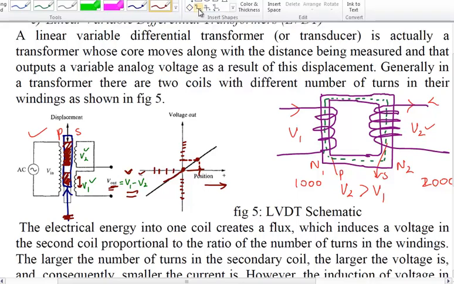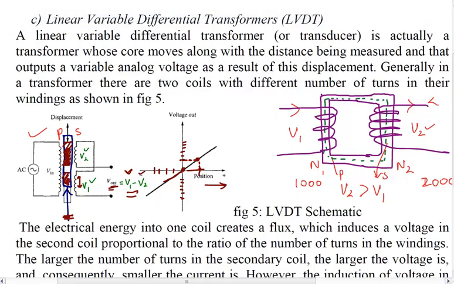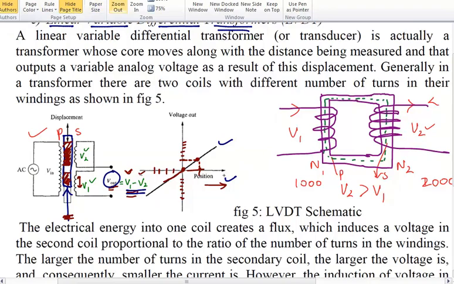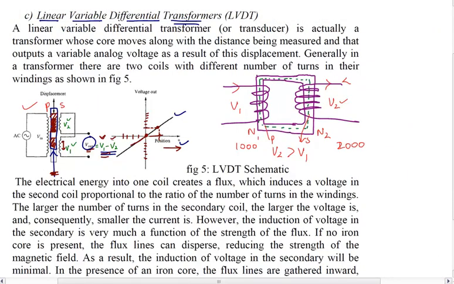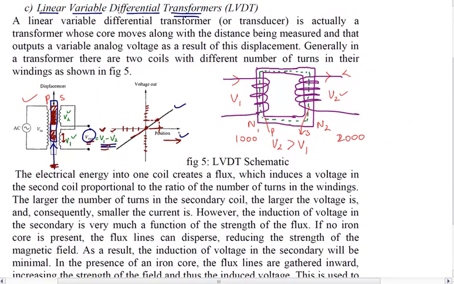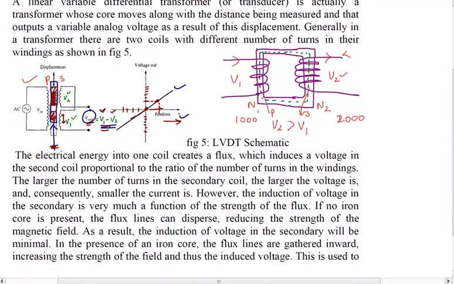And now with this explanation, let me try to again say what is differential. Why is it called differential? Because we are taking a difference. Transformer, because obviously this is a transformer. Linear, because the graph is linear, and obviously the motion is also linear. Variable, because the value of V out is changing. So linear variable differential transformer, or LVDT, is basically exactly that. If you want to read, you can read it, and the same thing is written.